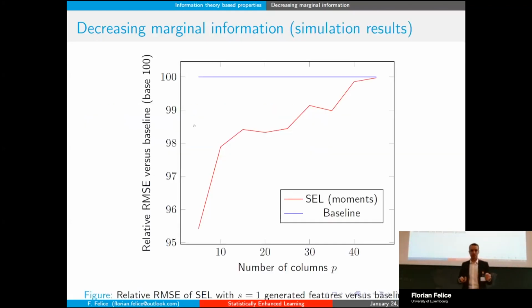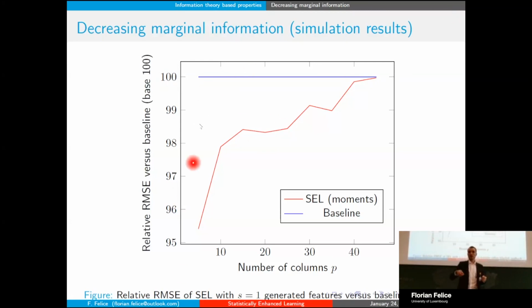It's actually something we could observe from simulations. So if you think of a baseline, which is the blue line here, where you have a normal model with, let's say, a random forest with data that you already know, we want to compare it with the benefit that we get from adding new variables using the SEL technique, so statistically enhanced information. And what we see is that the lower the better for the red curve.